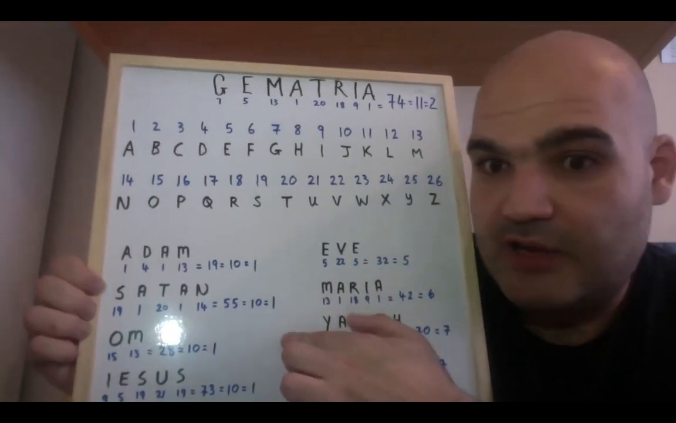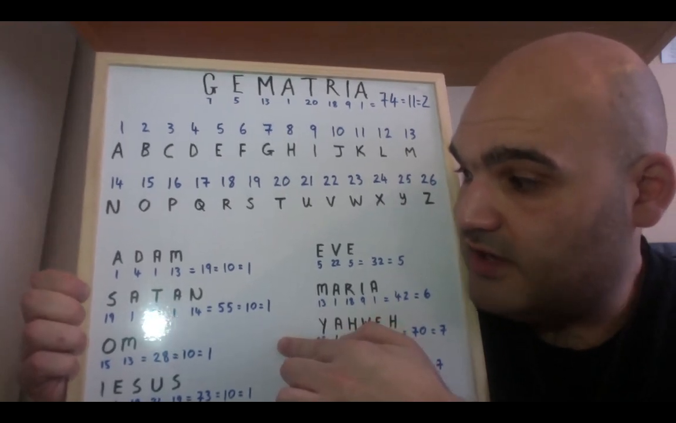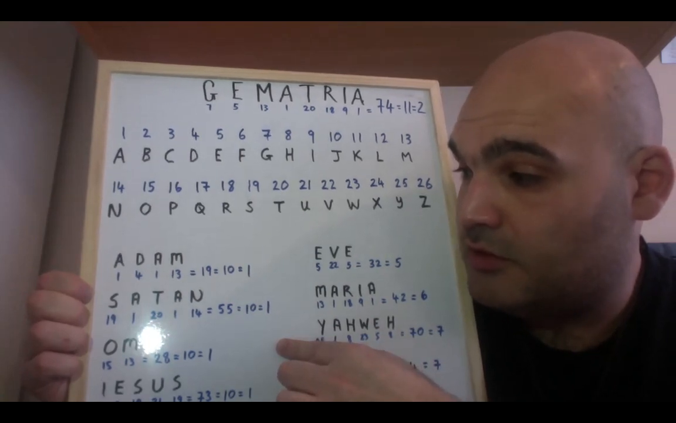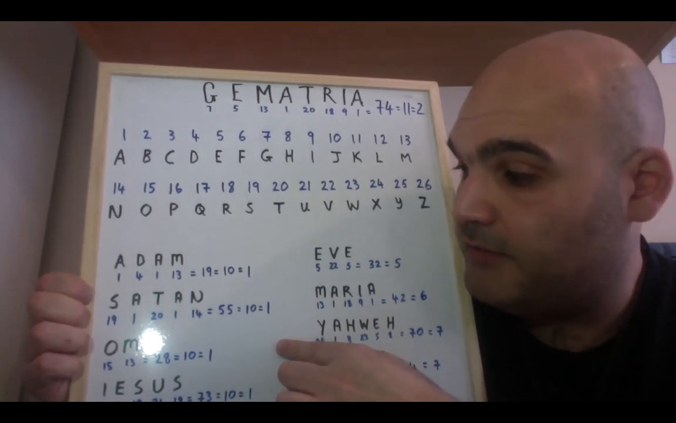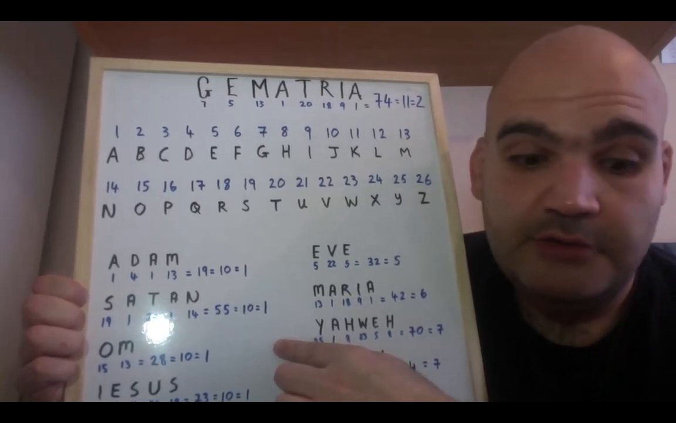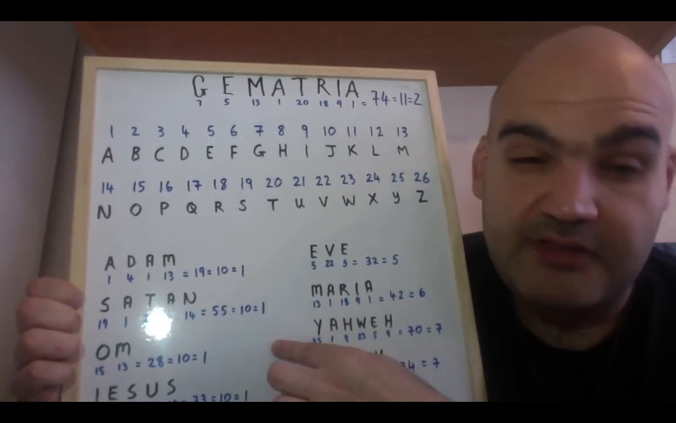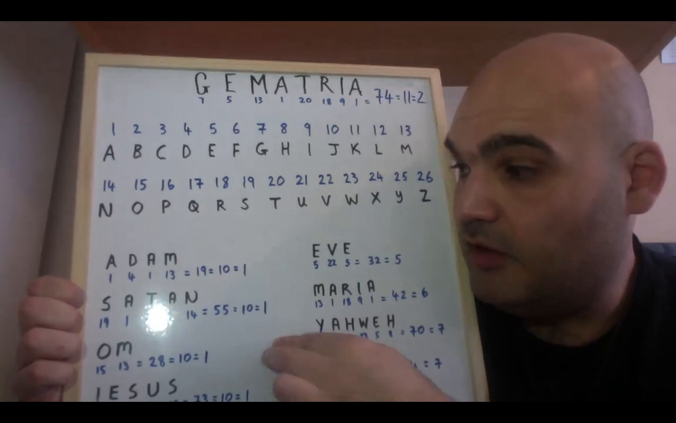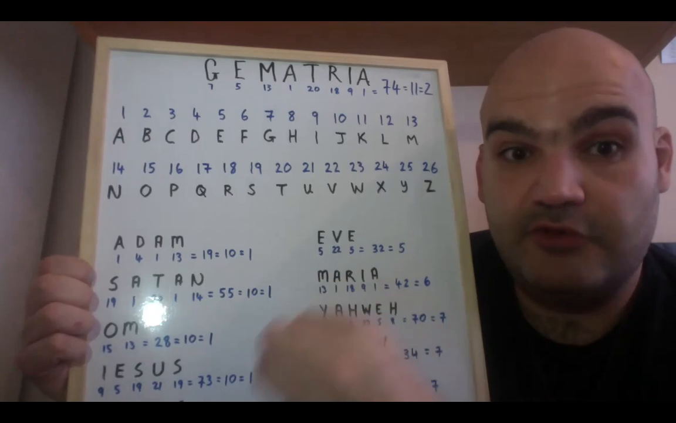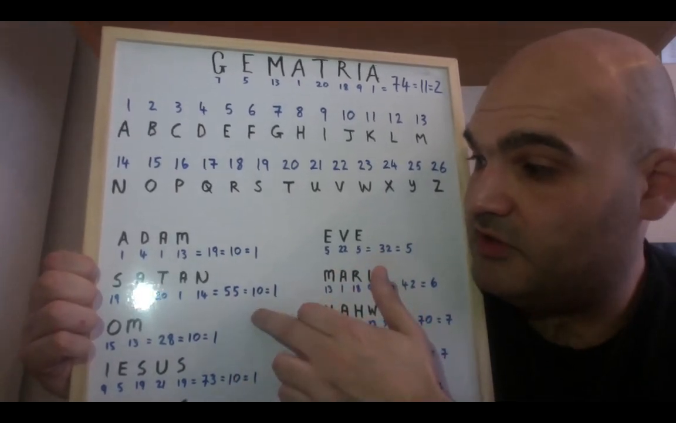So moving on to the next word here, Satan. In English gematria, Satan has the value of 55. 55, ironically, is the 10th number in the Fibonacci sequence and the 10th triangular number. And obviously, we know Satan corresponds with Saturn, which rules the 10th sign of Capricorn. So that's a very interesting syncretism there.